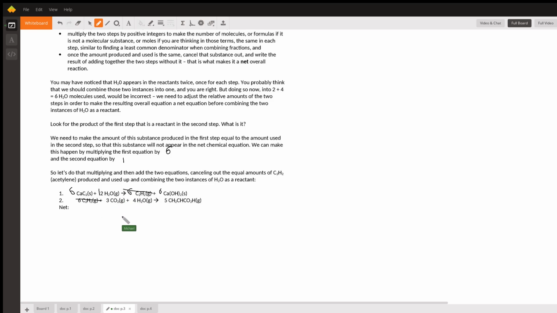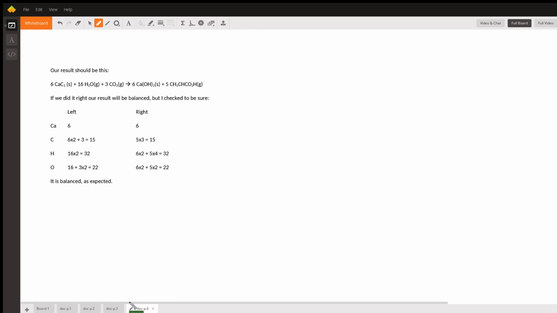And what's going to happen with the water? Now we can combine them. We got 12 there and 2 there, 4 there, for a total of 16. So if we add this up, this is what we get for an overall net reaction. You notice that the acetylene that's produced in the first step, used in the second step, is not in this overall equation. That's what makes it net.